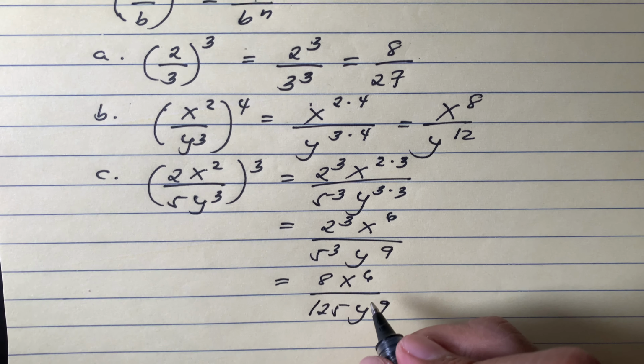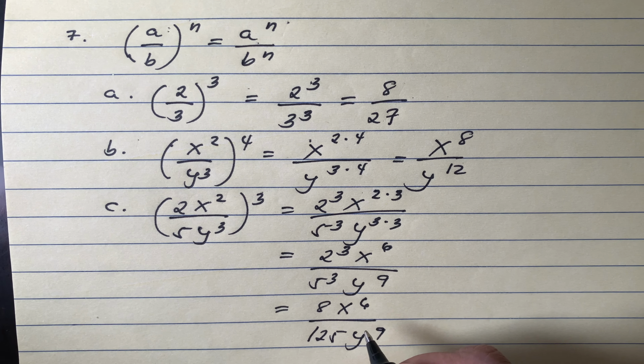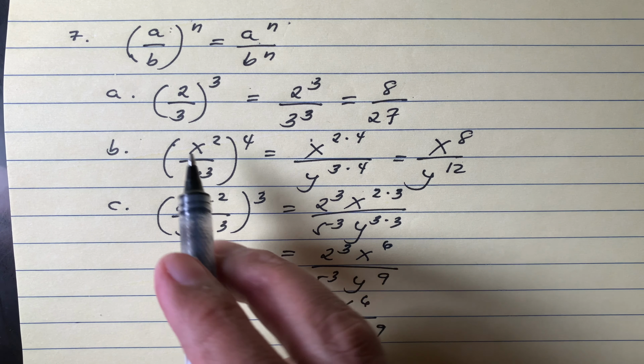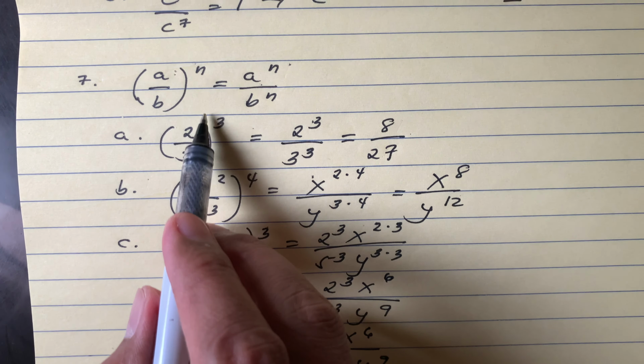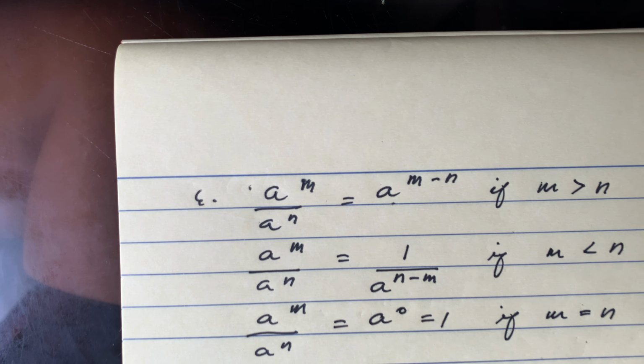So this is now the last law of exponent. This is what we call raising a quotient to a power, while this is the quotient rule.